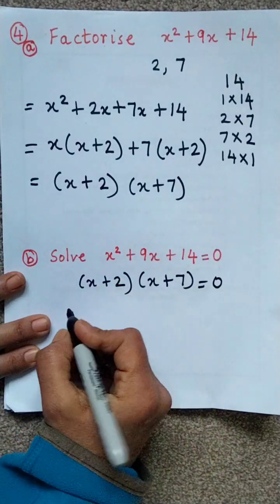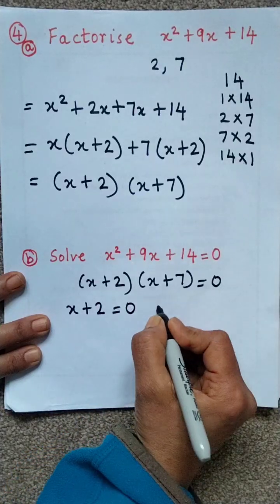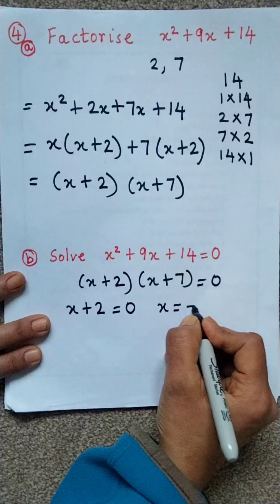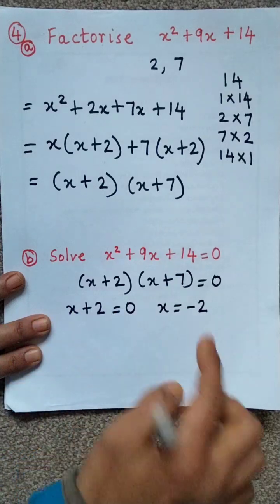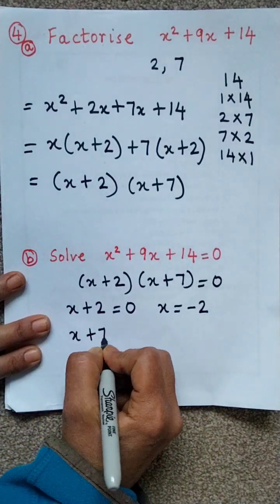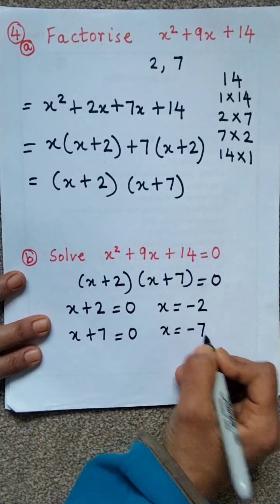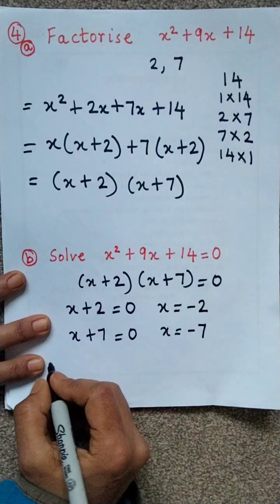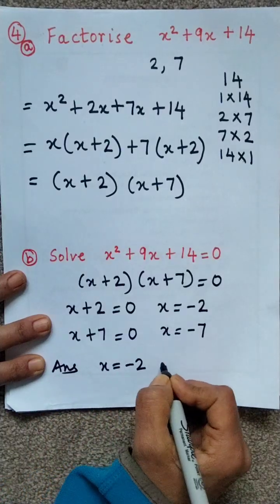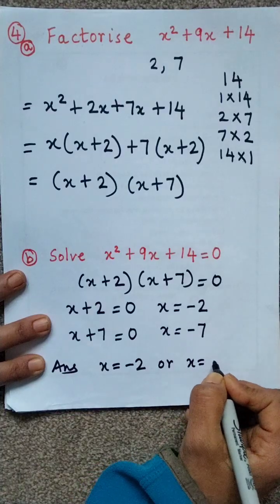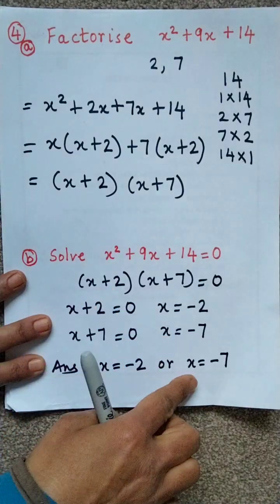We will select x plus 2 is equal to 0 first. If x plus 2 is equal to 0, then x equal to minus 2. Or if x plus 7 is equal to 0, then x equal to minus 7. Therefore the answer is x equal to minus 2 or x equal to minus 7.